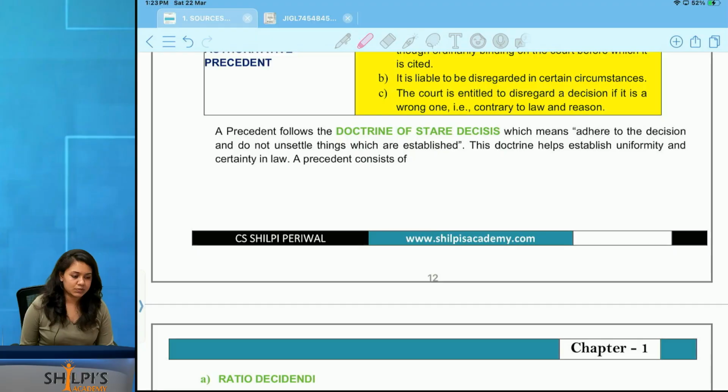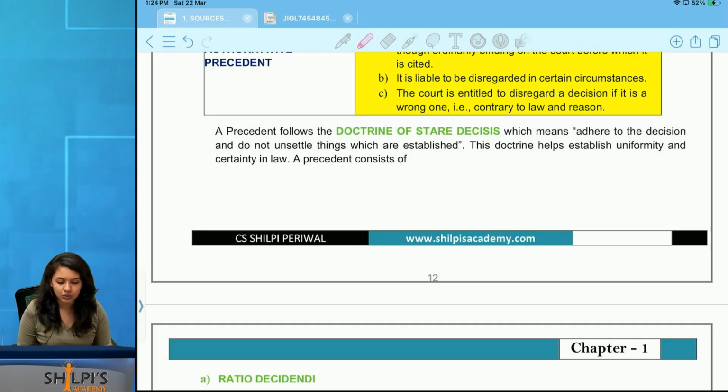The problem arises with respect to the number of judges giving multiple decisions across the entire country. Each judge may be interpreting the exact same law, but while one judge interprets a law in a certain way, another judge may interpret the law in a completely different way. This will end up causing more confusion and uncertainty in law. Therefore, the idea is that judges should follow certain established principles that bring about uniformity and certainty in law. And so, the doctrine of stare decisis says: adhere to the decision, follow the decision and do not unsettle things which are established.